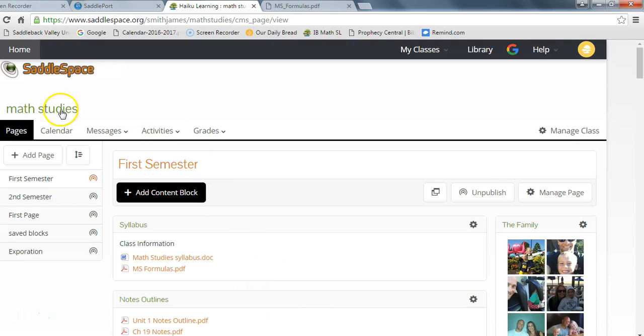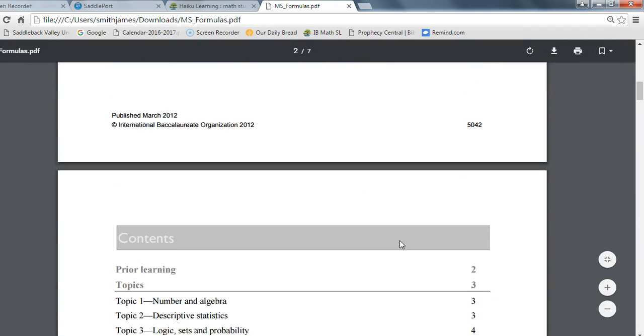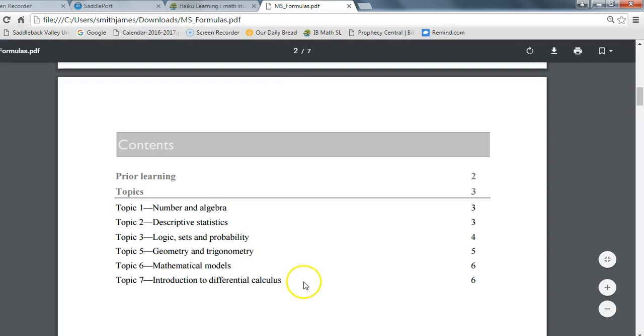But if you go to our Math Studies website, under the first semester, right here you have a document that says Math Studies Formulas. If you download that document, this is what I give you for every test. And so it has a whole bunch of formulas in it. Let me show you what that looks like. So they give you the breakdown at the start of it, right here by section. This is what students get for the IB test.